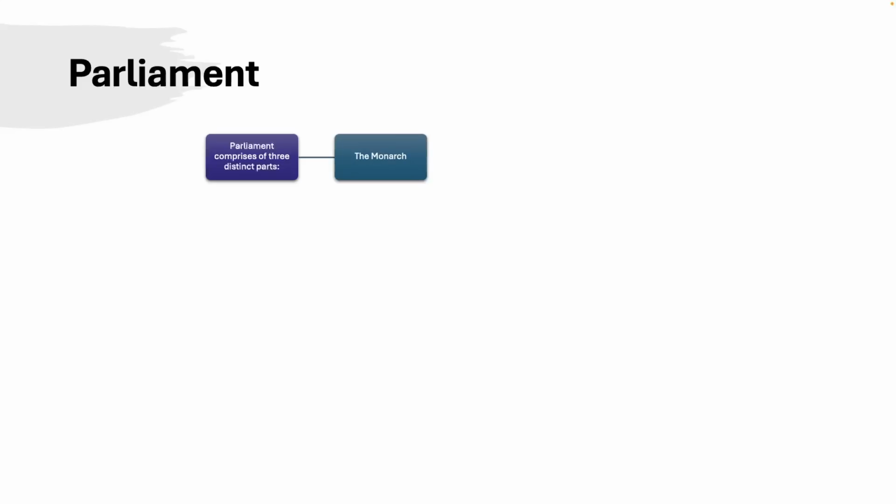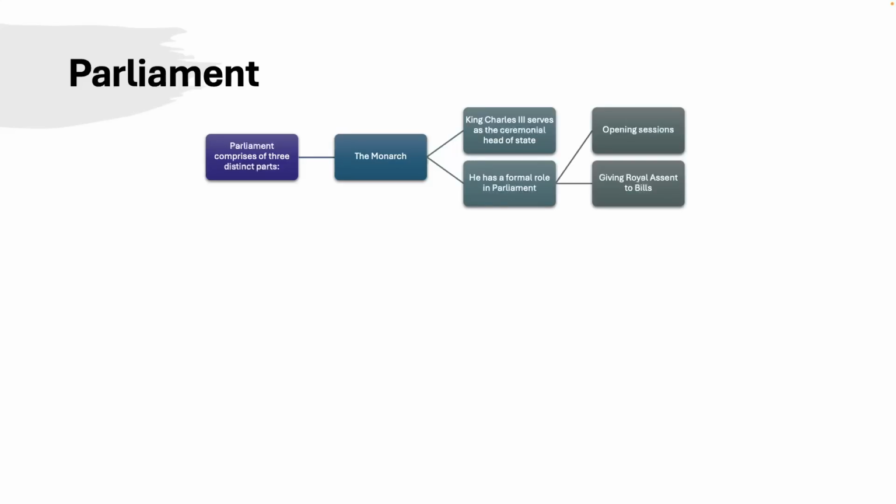The first is the monarchy, which is, of course, King Charles III, who serves as the ceremonial head of state. He has technically a formal role in Parliament in the sense that he opens sessions. He also prorogues Parliament, dissolves Parliament and calls Parliament. We also have giving royal assent to bills and the appointment of the Prime Minister from Parliament. There's also a role that the monarch provides.